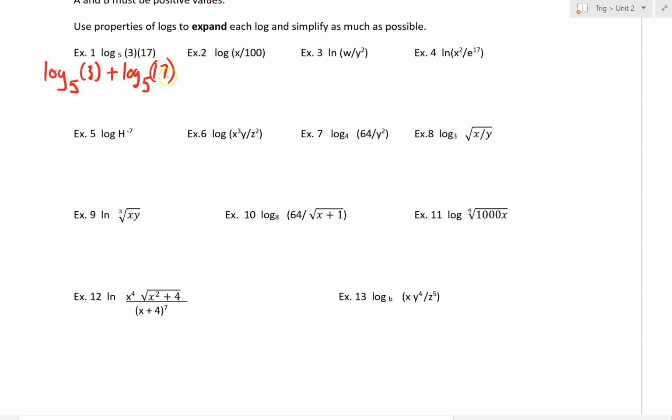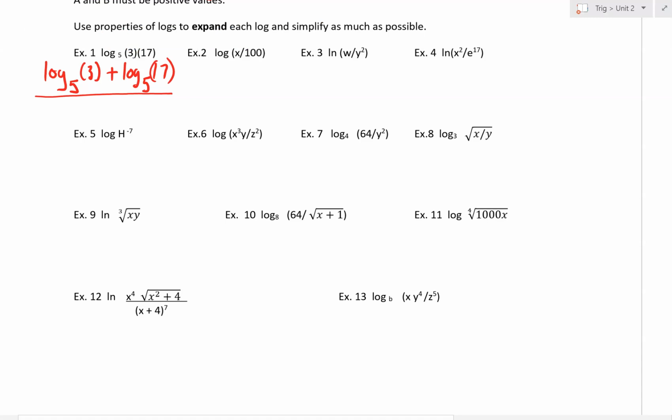Log base 5 of 17. 5 to what power gives us 17? Well, the same problem occurs. I know it's between 1 and 2, but I don't have an exact answer, so you leave it like this. You are done with that particular problem.